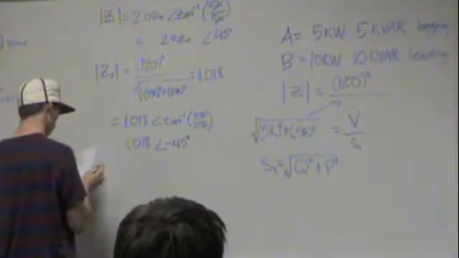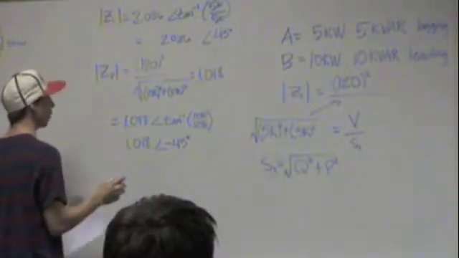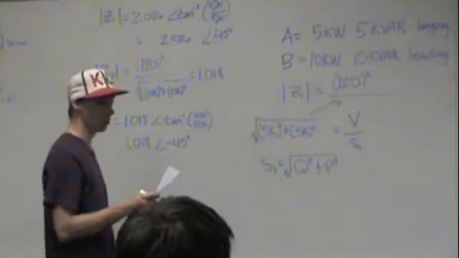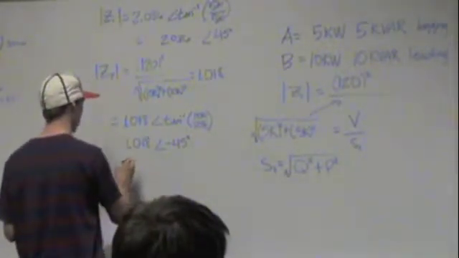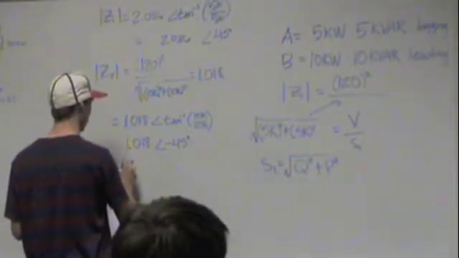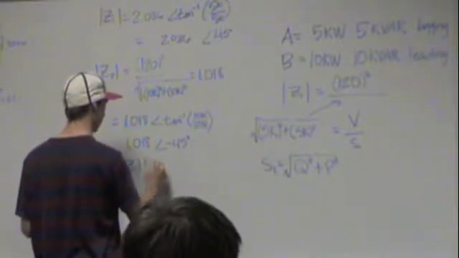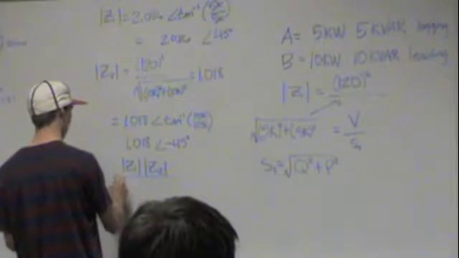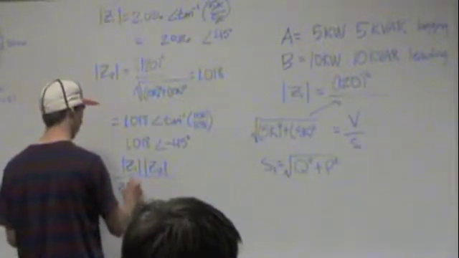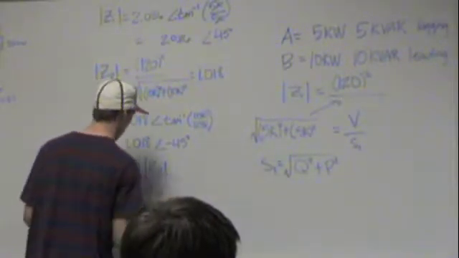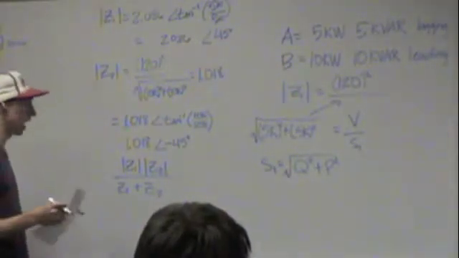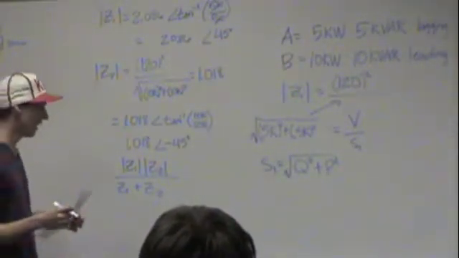So then for the answer, we have two impedances and they are in parallel. So what we can do is multiply Z1 and Z2 and divide that by the addition of Z1 plus Z2. Now, where this becomes a little bit more tricky is adding phasors.